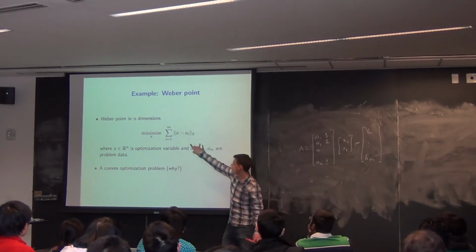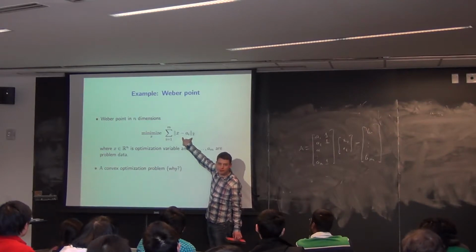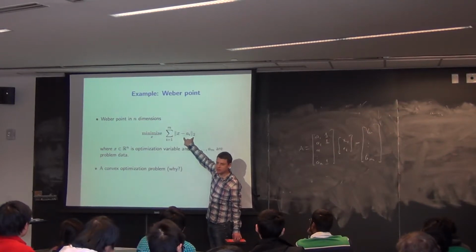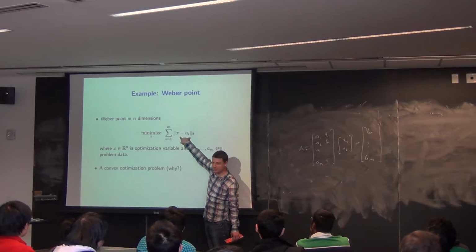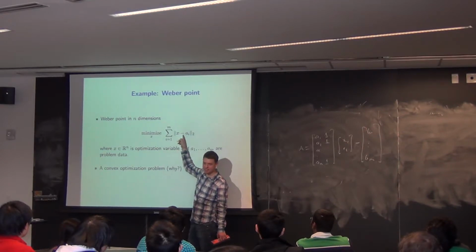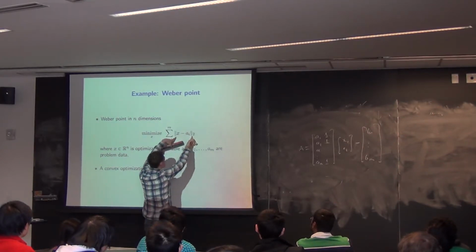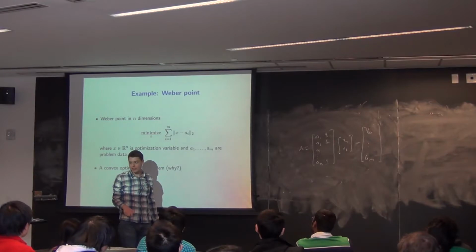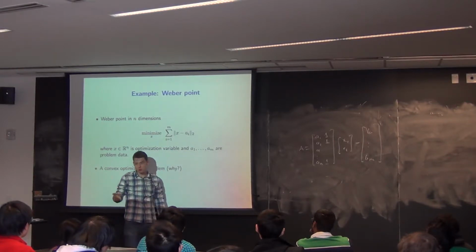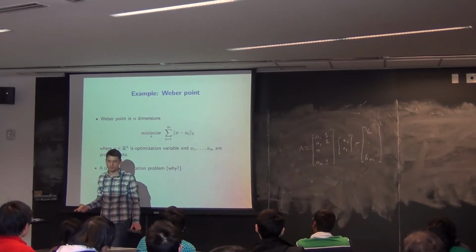Each term here is convex, because we know that the Euclidean distance is convex, and this is the Euclidean distance of an affine function of x. So this thing here is an affine function of x, and therefore each term is also convex in x. And it's the sum of a bunch of those, which is therefore also convex in x.